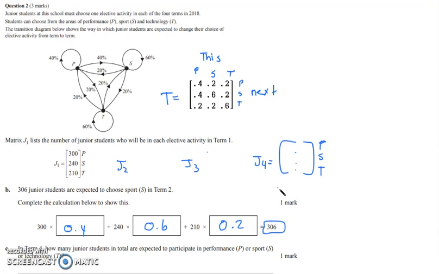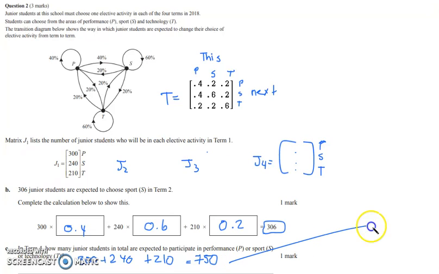If you understand the question, you know that there's no removal of students from any of the subjects. So it's 100% participation in every term. They will either stay at P, move to S, or move to T. There's no removal from the school. So we can actually add up the values from this one here, which would give us 750 students, because there is no removal of students from the subjects.